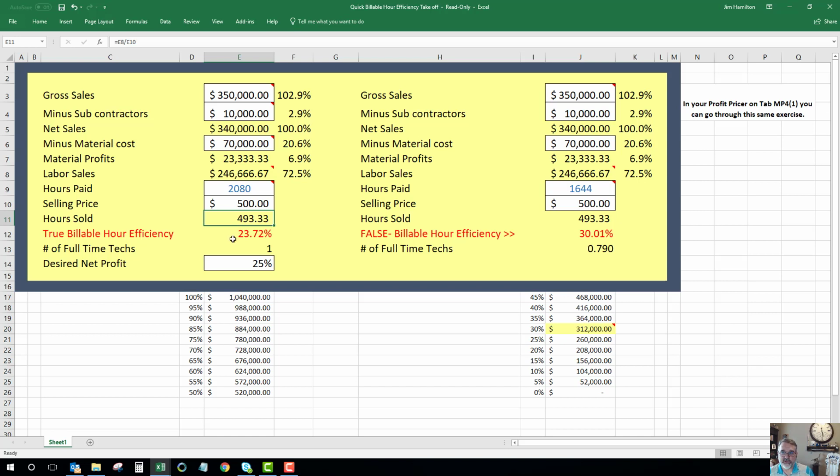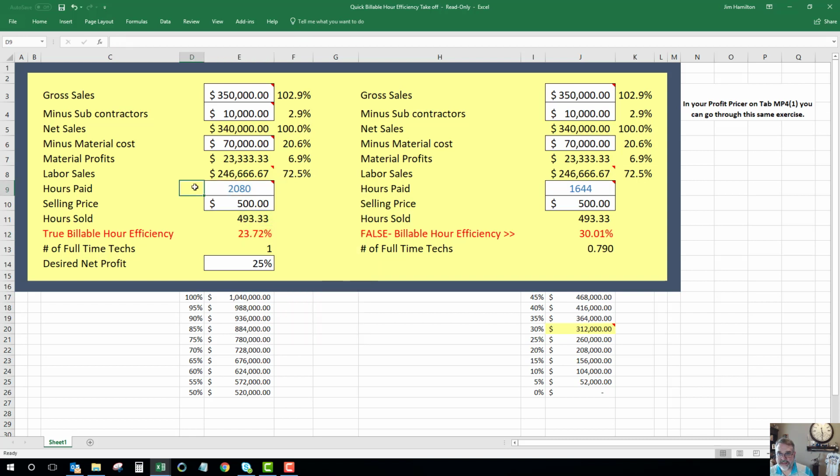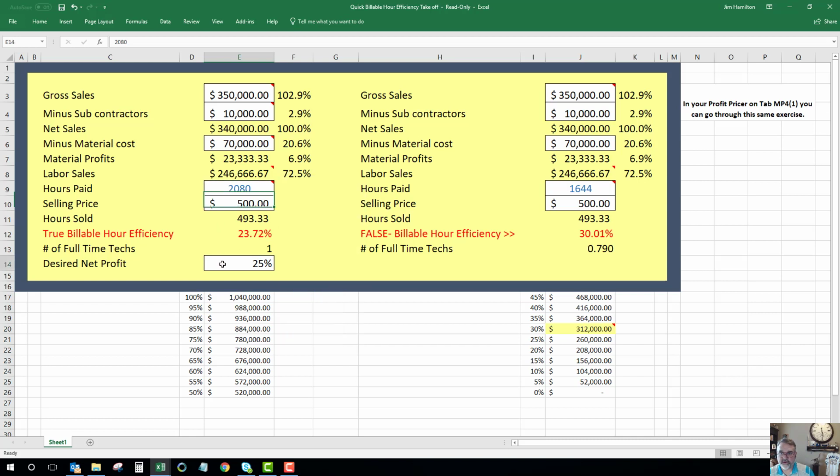And where do you get your billable hour efficiency? You divide that 493 hours sold into 2,080 hours. That's what you're paying the guy. So this is your true efficiency. You may give him 80 hours off for vacation during the year, but it is still based on 52 weeks out of the year. Your true efficiency is based on 52 weeks out of the year. And that's 40 hours a week times 52, is 2,080 hours. So this is giving you your true billable hour efficiency right here. This equals basically one full tech. 2,080 hours equals one full-time tech with a desired net profit of 20.